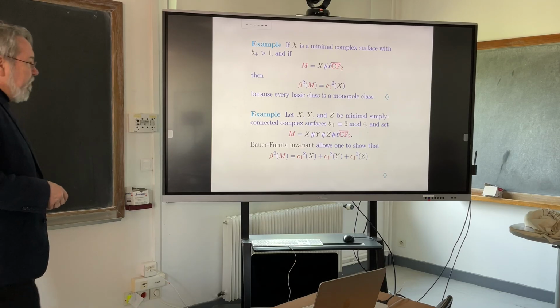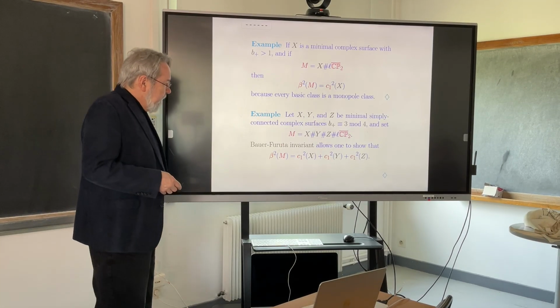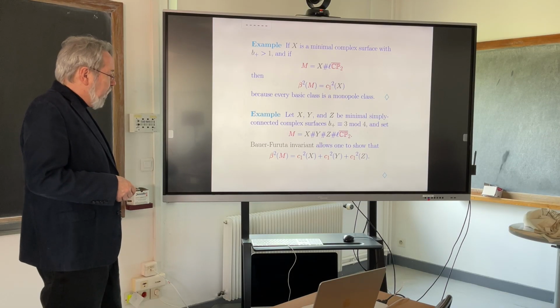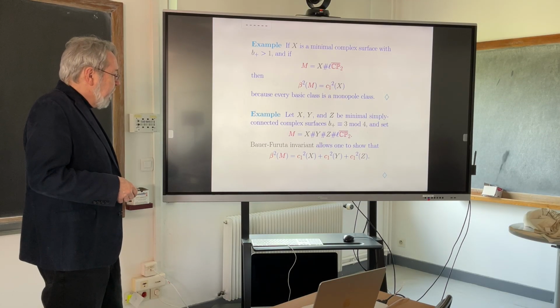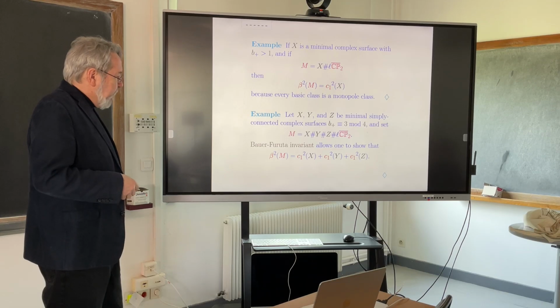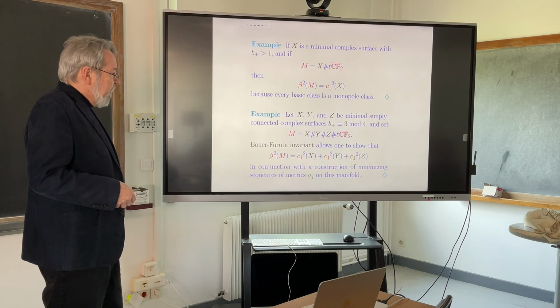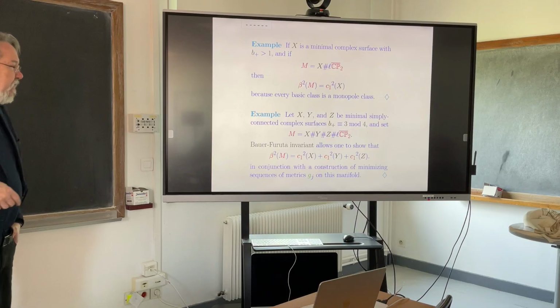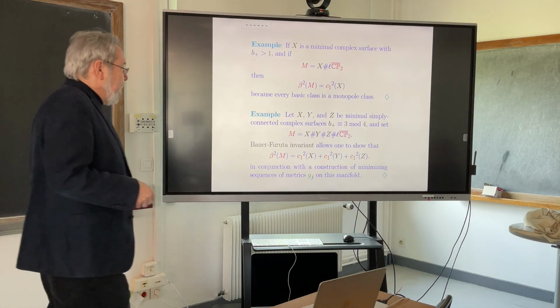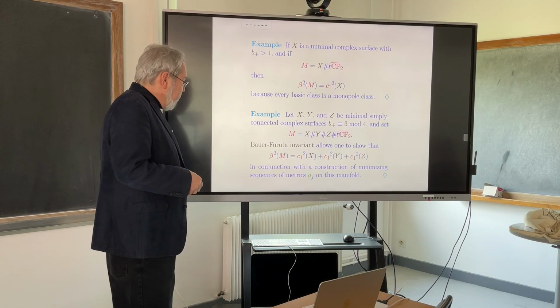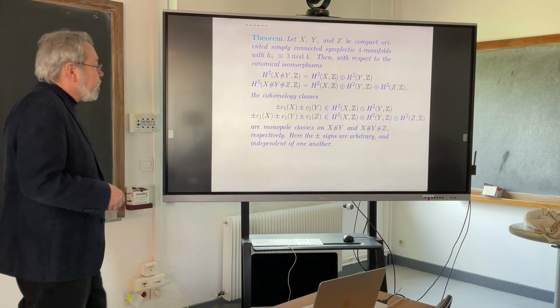So I mentioned last time the Bauer-Furuta invariant. The Bauer-Furuta invariant gives you certain monopole classes on this manifold. And it's a very similar procedure to the one I just described. That gives you a lower bound for beta squared. You also construct sequences of metrics on this connected sum, and you find out that those two, the upper bound and the lower bound, coincide. So you actually know what this number beta squared is for these manifolds.